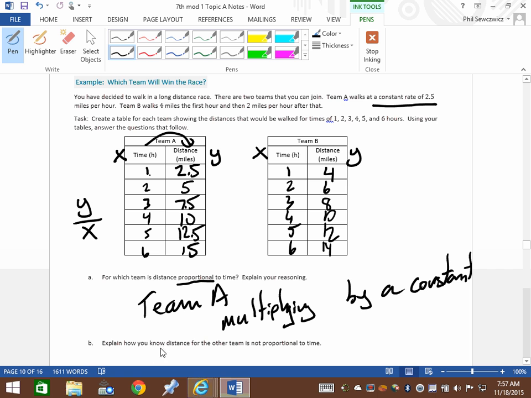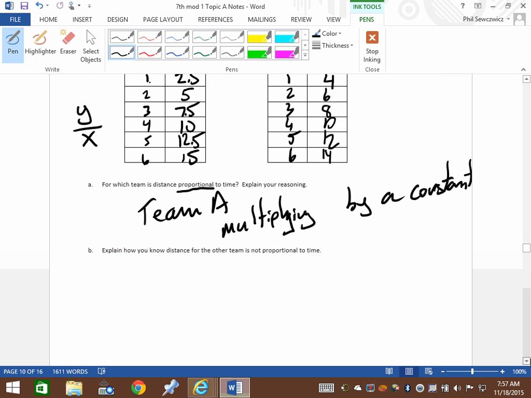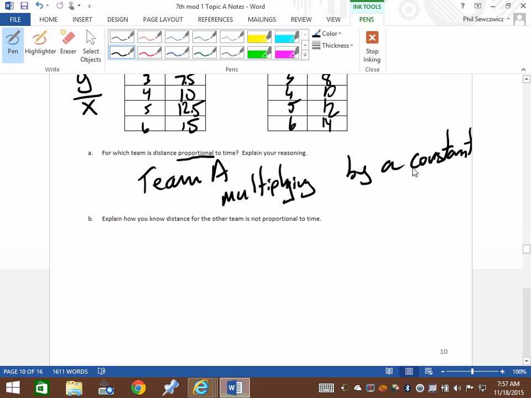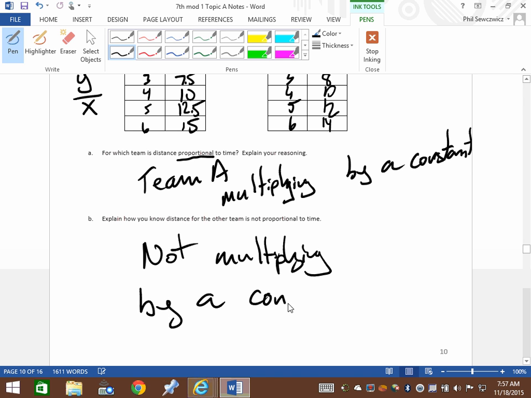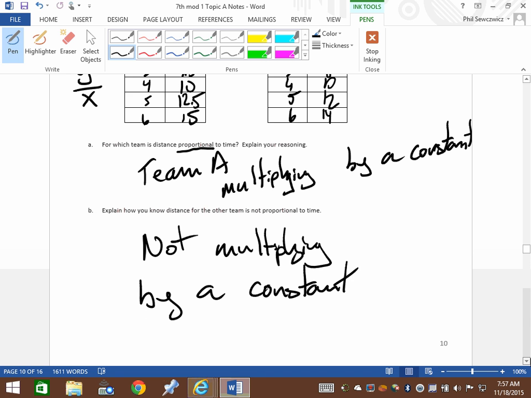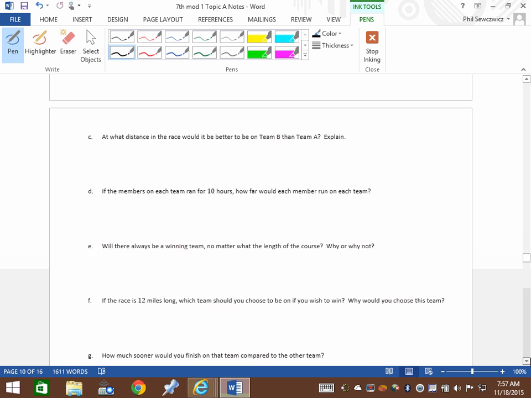So explain how you know distance for the other team is not proportional to time there. Well, in order for it to be proportional, we need to multiply by a constant. So here we are not multiplying by a constant. All right, and again, that's the key thing. To be proportional, we're always multiplying by that same thing over and over and over again.